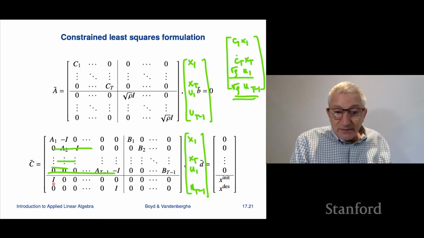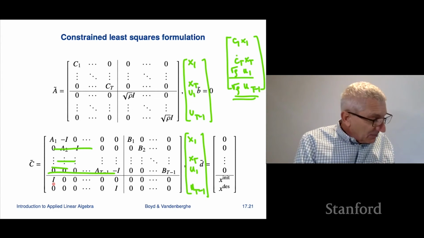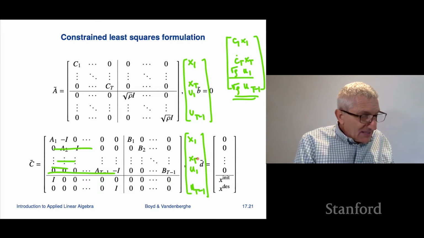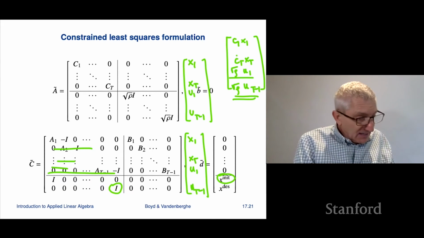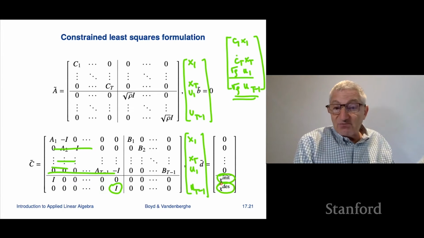This bottom one is very simple, but if you multiply this giant block row by this thing, it basically says x1 equals x init, and if you do it down here, you get x capital T, that's the final thing, is equal to x desired. That's your desired terminal state.